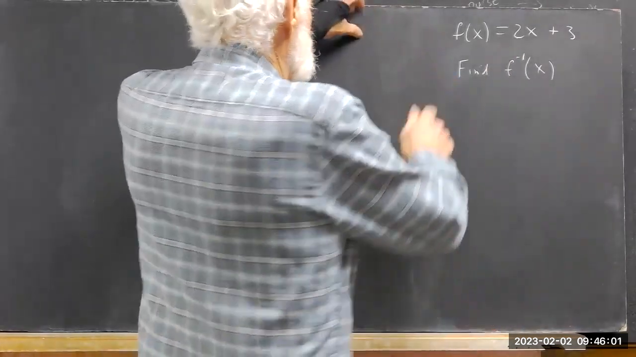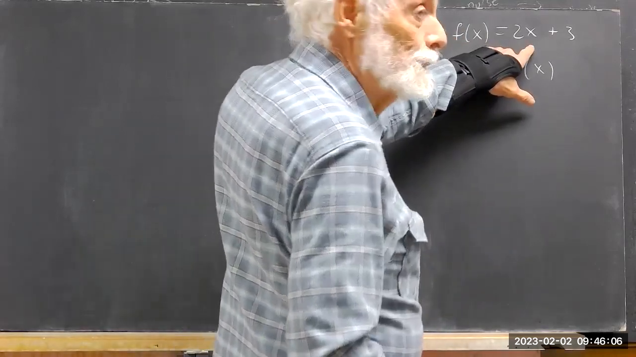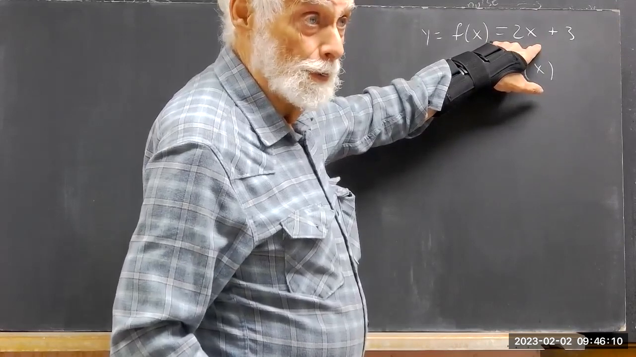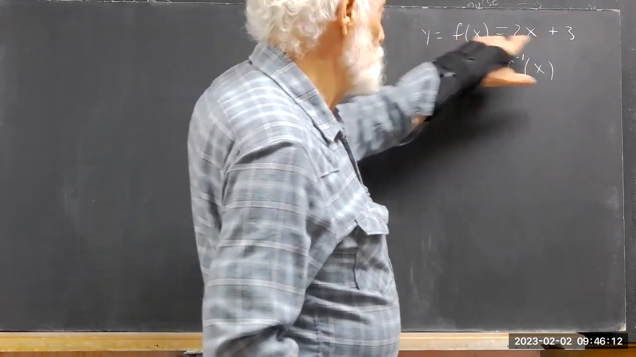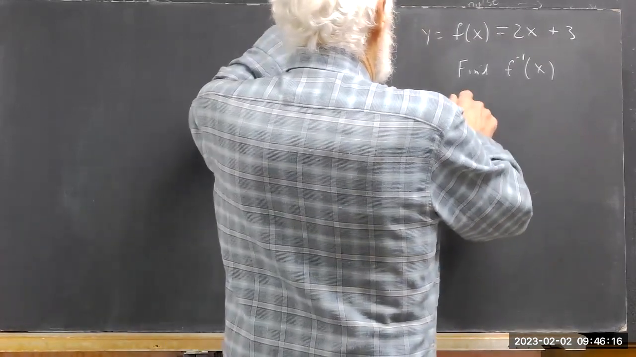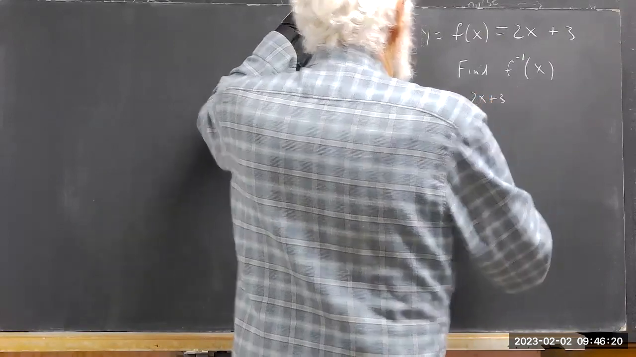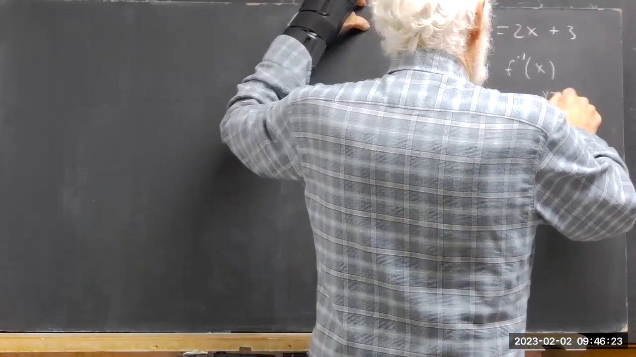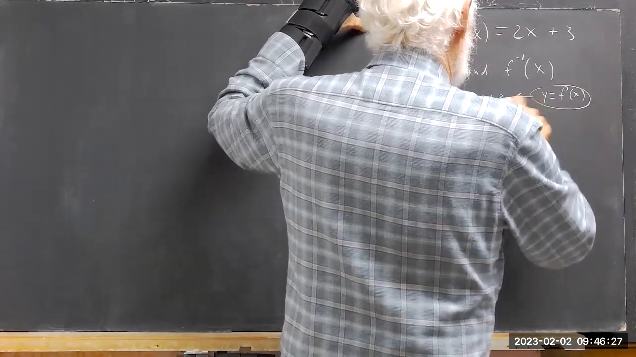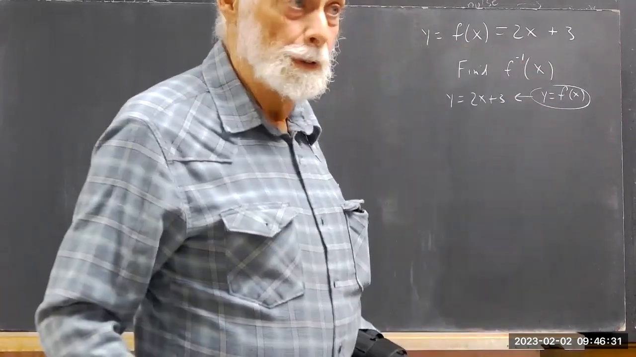Now if we're going to graph this, we're going to let Y be this. So Y is f of X or Y is 2X plus 3. They mean the same thing, okay? f of X, 2X plus 3, same meaning. So this is the expression of Y equals f of X, which is Y equals 2X plus 3.